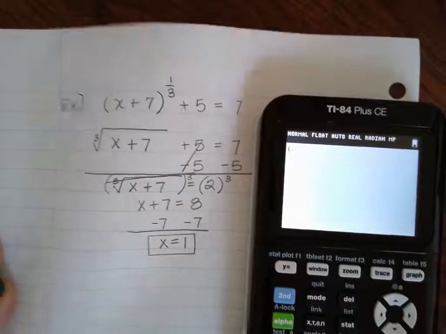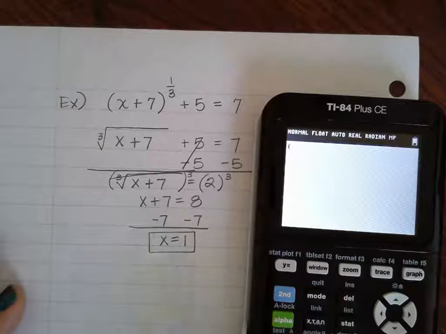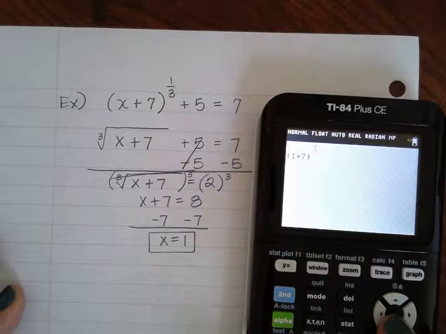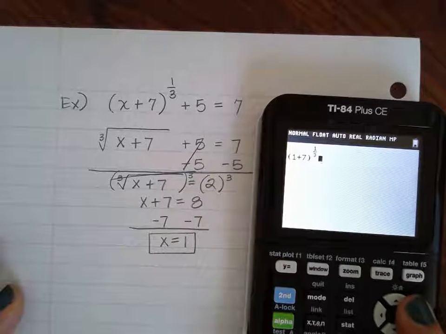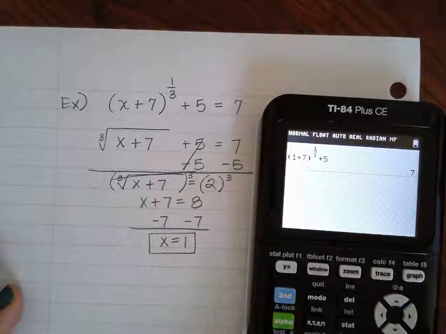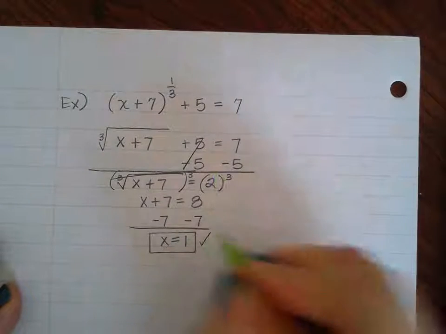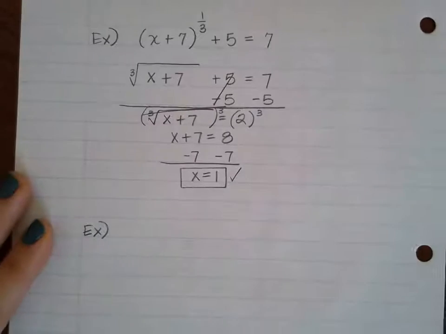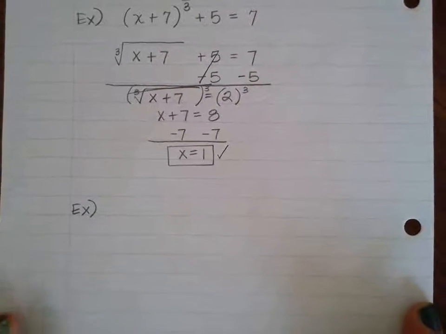So now we're going to plug it in. I'm going to plug it into the left-hand side. 1 plus 7 raised to the 1/3, plus 5, and that equals 7. That's good, so we've got a good answer. I just thought of one more thing that we should go over. Let's try just one more example, and then you can try your practice work.